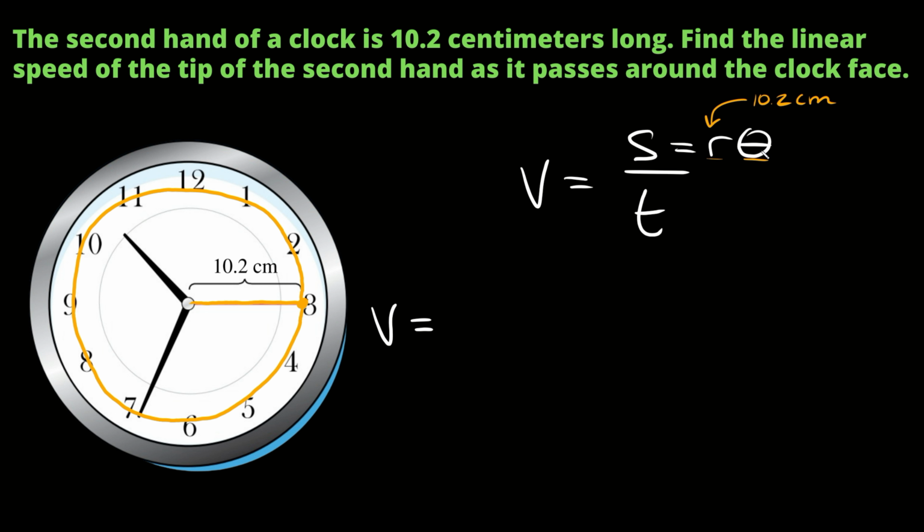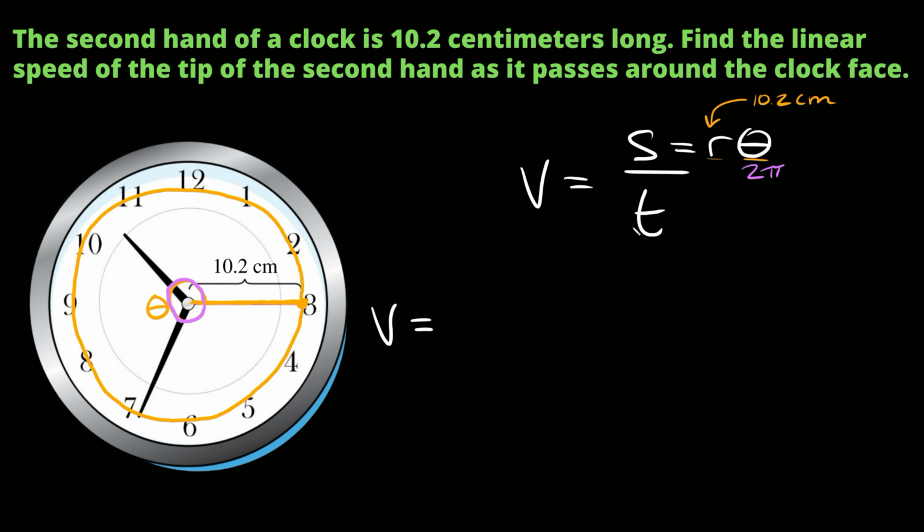And then what's theta? Again, that's the central angle. As you can see, this is where we start with the second hand, and then we go all the way around and stop back where we started. So that's what theta is in our case. What is this angle? In order to go around an entire circle, that's 360 degrees, or if we're talking about radians, that would be 2 pi radians. So let's plug in 2 pi for theta right here.